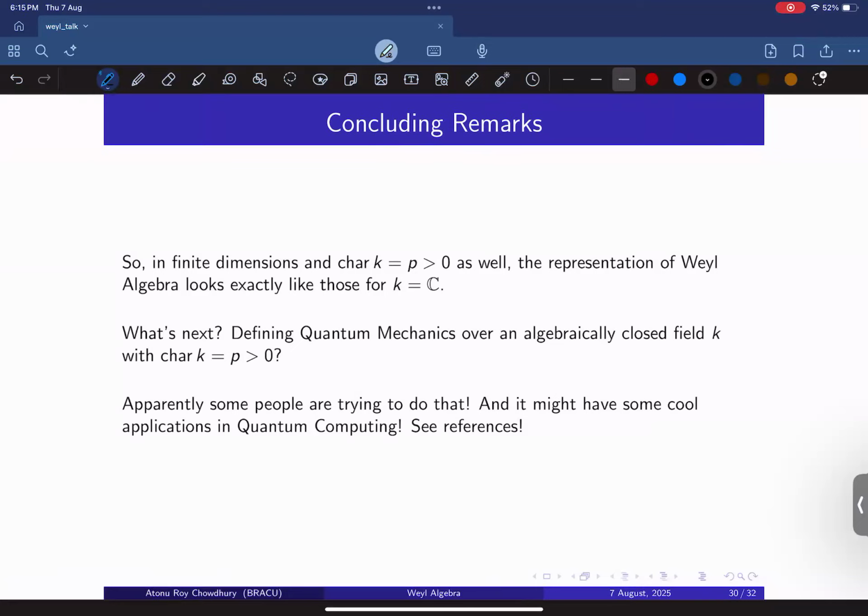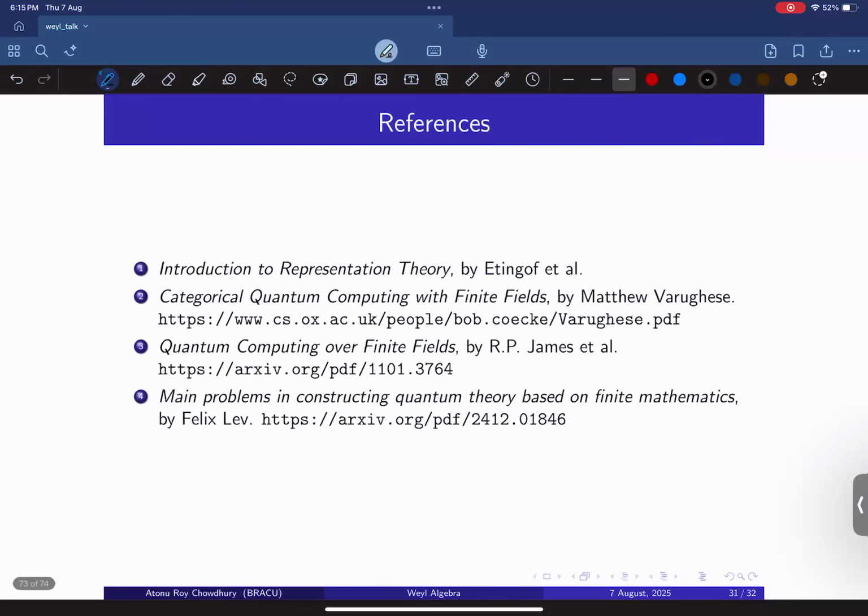If you are interested in quantum mechanics on finite fields or whatever, you can see the references. I have outlined the references here. References 2, 3, and 4 deal with these things.